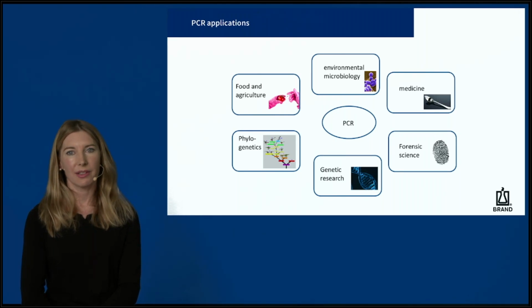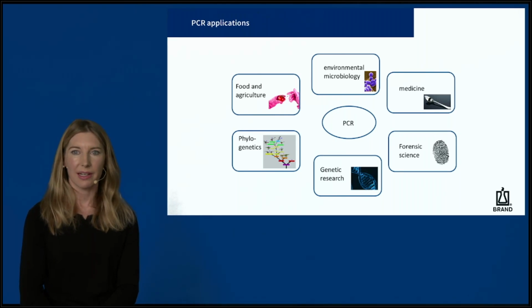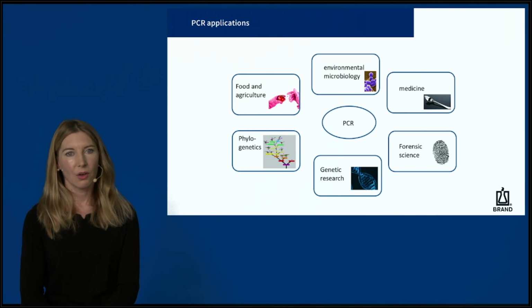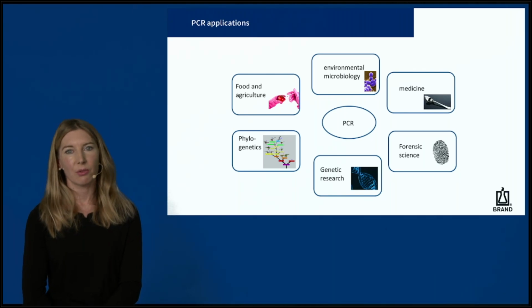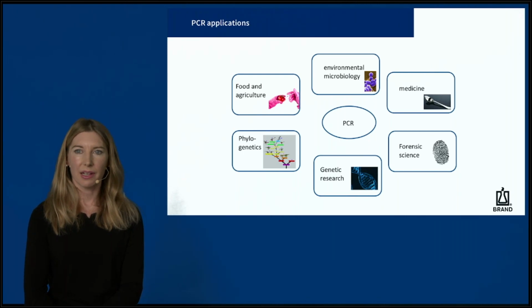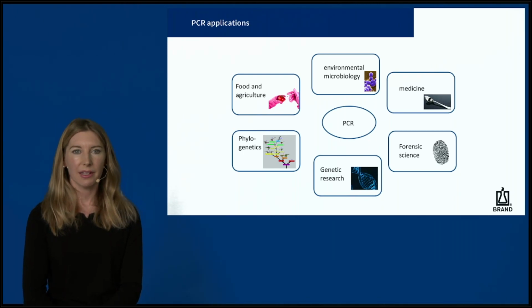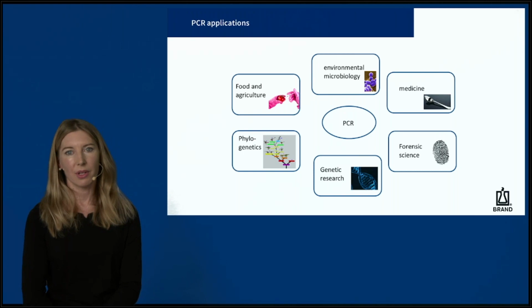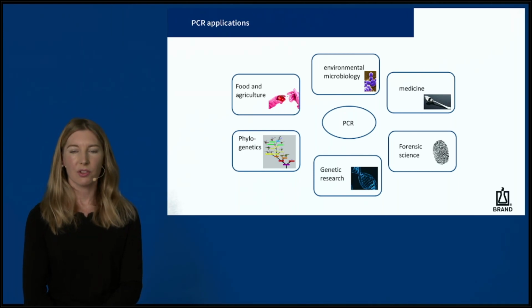PCR and its variations have a wide range of specialized applications. One field of application is the environmental biology. PCR allows specific target species to be identified and quantified, even when very low numbers exist. So, for example, the detection of pathogens as coliforms in drinking water.